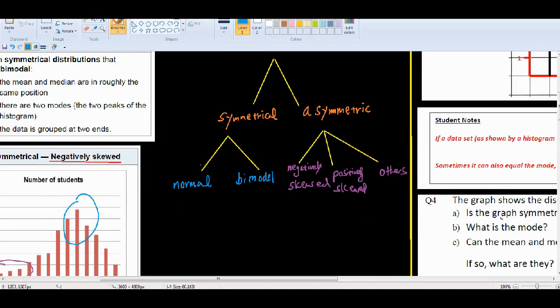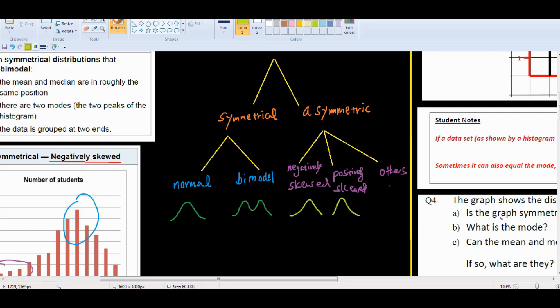For normal, the shape of the data, if represented in a histogram, you will see things like this. Okay, bimodal, you will see something like this. Okay, for negatively skewed, you will see this. The peaks, the clump is on the right end of the data, and positive skew is like this.